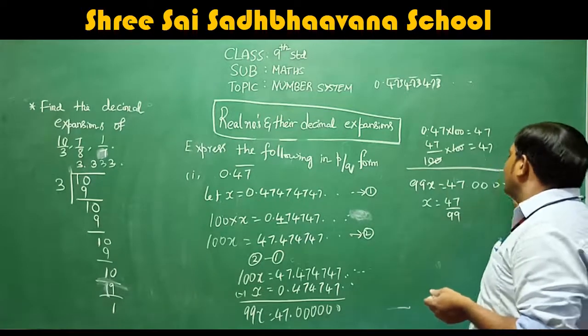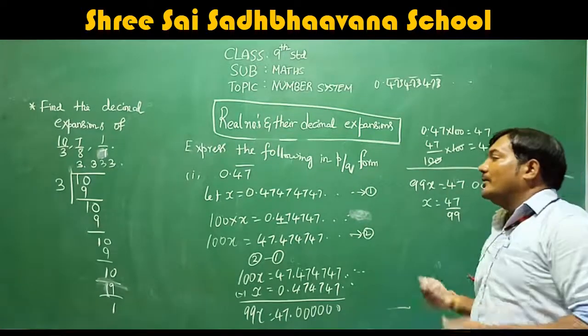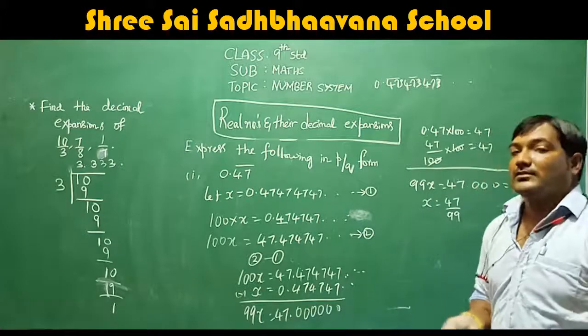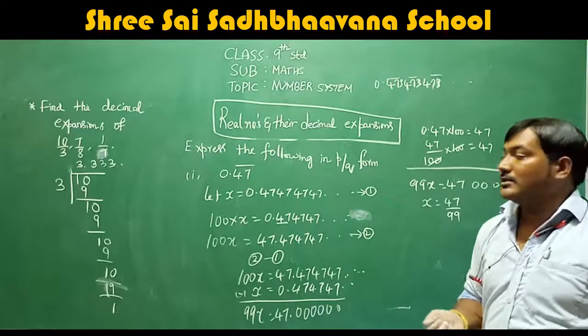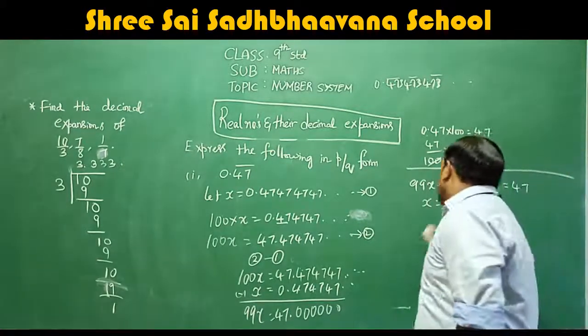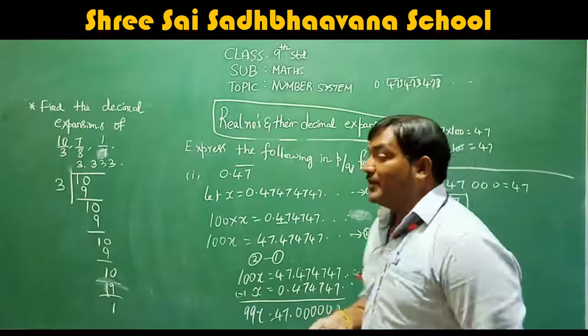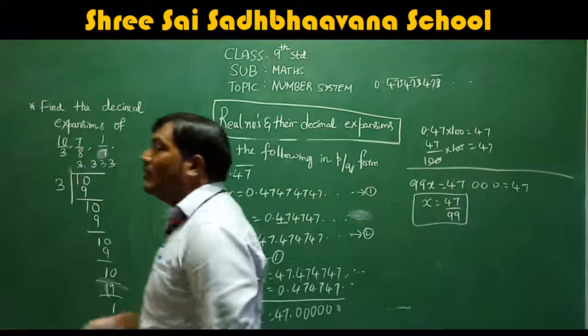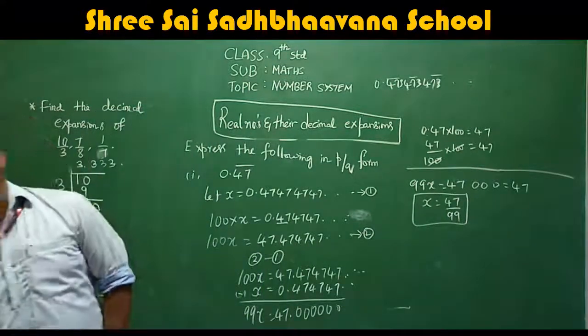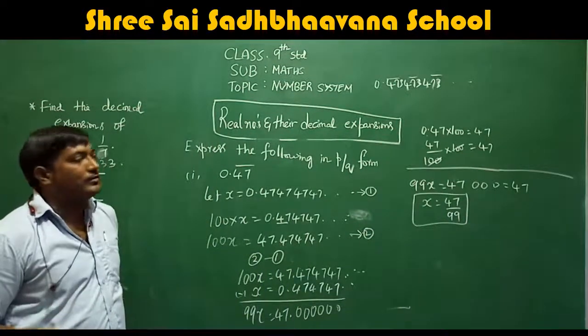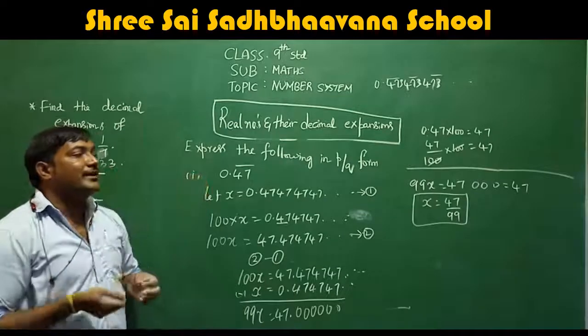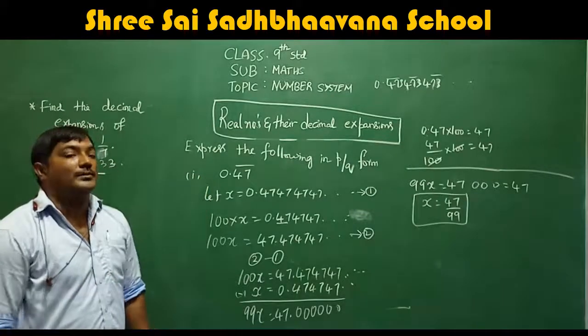Because 47.00, however many times you write 0, is the same as 47. So we got 47 by 99. If you divide 47 by 99, definitely you will get 0.474747 and so on. You will get a repeating decimal.